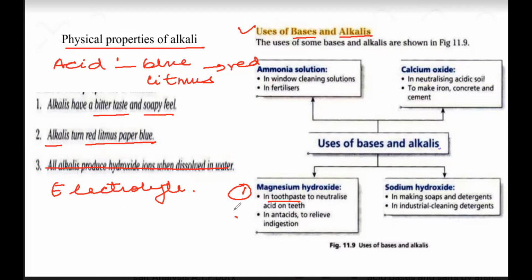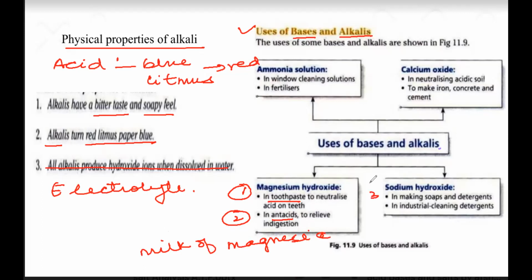Then we must have heard of milk of magnesia. So milk of magnesia is an anti-acid. So if you have acidity in your stomach, you consume milk of magnesia as a medicine. You call it milk of magnesia, right? So this is an antacid which neutralizes the acidity which is being formed in your stomach. So this is a very important use.